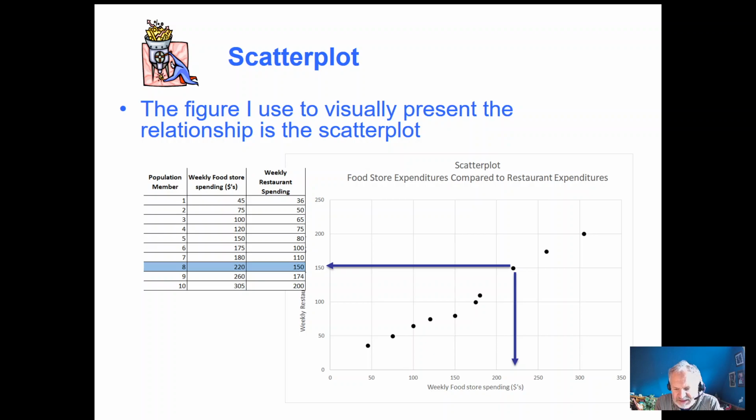And it also looks like it's delineated in a very nice manner. So it very clearly looks like the more you spend in a food store, the more you spend in a restaurant. So I don't have any cases where someone spent a lot in food stores and spent very little in a restaurant. So all the points kind of fit on what I could call a straight line.